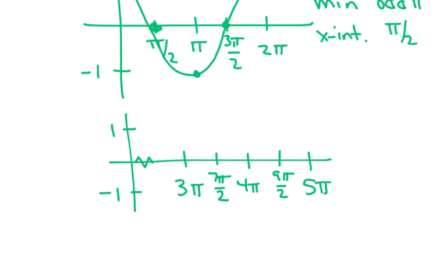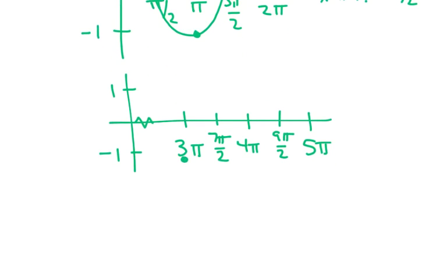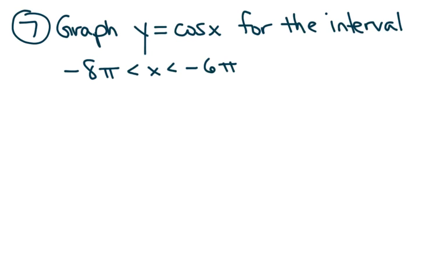So how am I going to graph this cosine? Well, if you remember that the minimums are at the odd pi's, then my minimums must be here and here, which means my maximum is here, and at the half pi's, it hits the x-axis. And there's my graph from 3 pi to 5 pi. Let's do this again. Let's graph y equals cosine x for the interval of -8 pi to -6 pi.